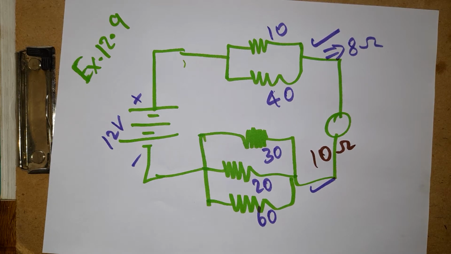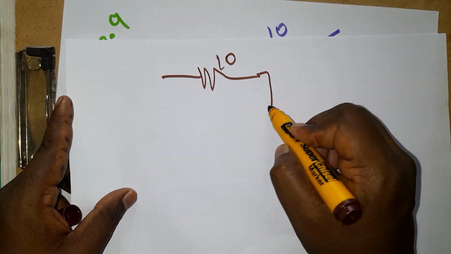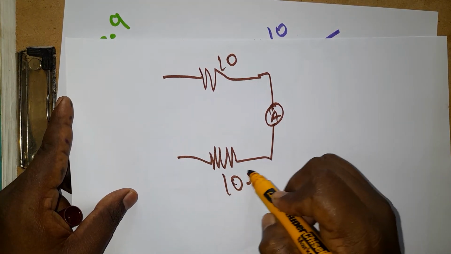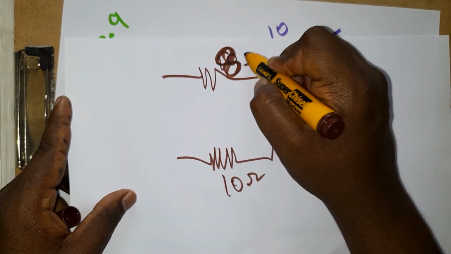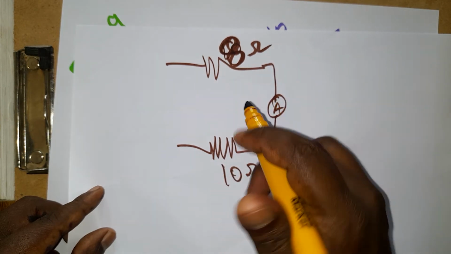How are these two in series? That also we'll learn. Here will be 10 ohms, and here the ammeter is there. Sorry, this is 10 ohms and this is 8 ohms. Whenever you get a connection like this, it is series only. Don't see it like this.